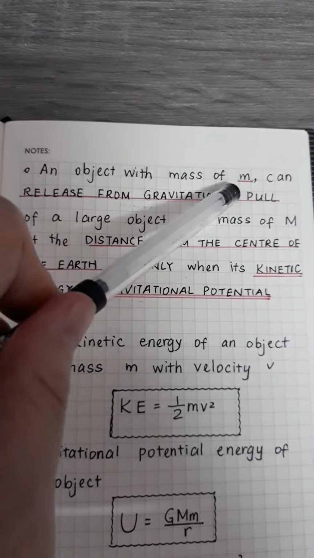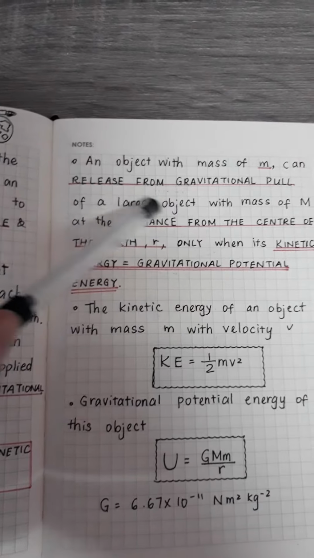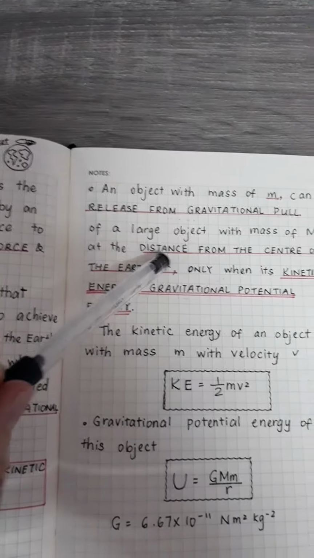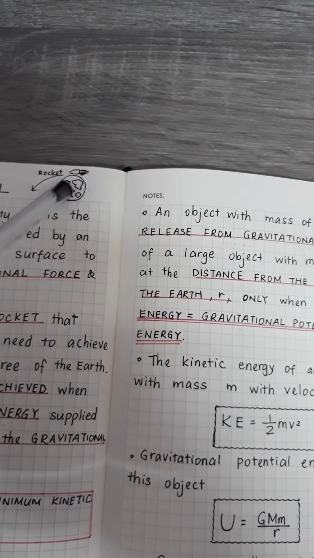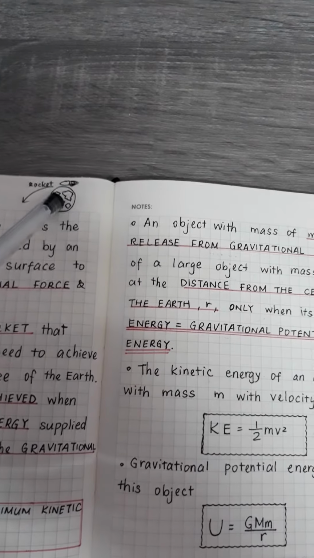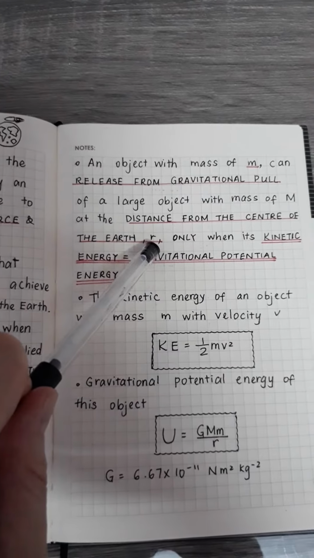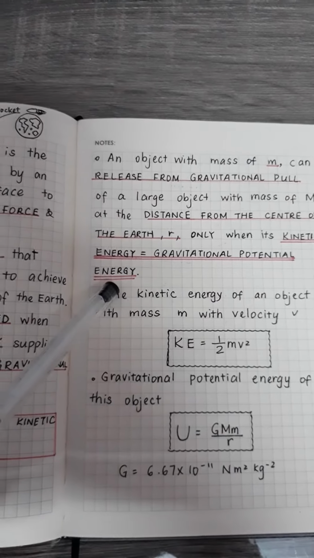An object with the mass of m can be released from gravitational pull. Like this example, the rocket is an object with the mass of m. It can be released from the gravitational pull of the Earth, a large object with the mass of M, at the distance from the center of the Earth. The distance from the center of the Earth we have as r, small letter r, which is the radius of the Earth. Only when its kinetic energy equals the gravitational potential energy.